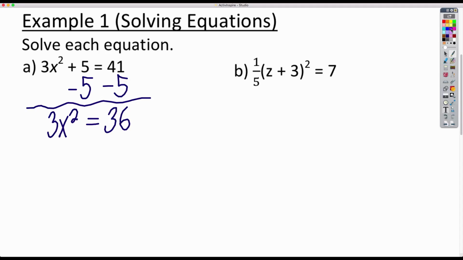Simple algebra gymnastics. How do we get rid of the 3? Divide everything by 3, and I mean everything. So that will disappear, and we're left with x squared equals 12.